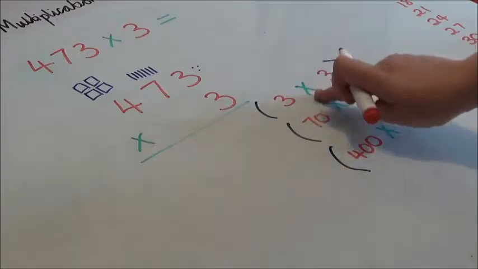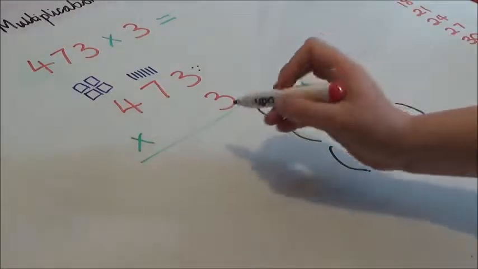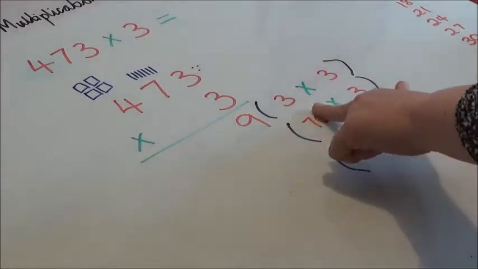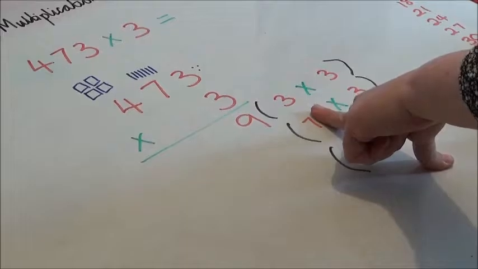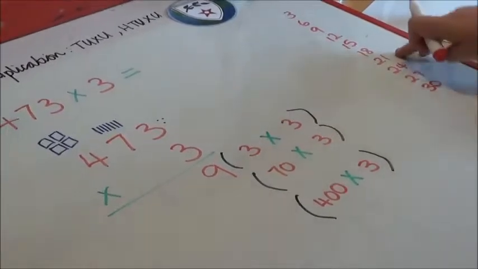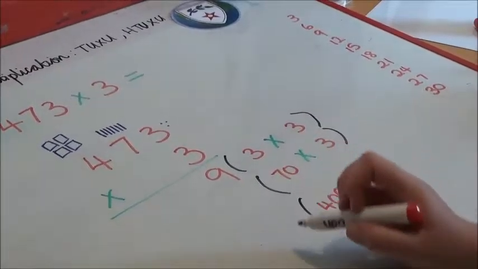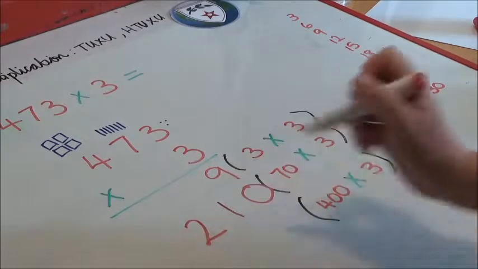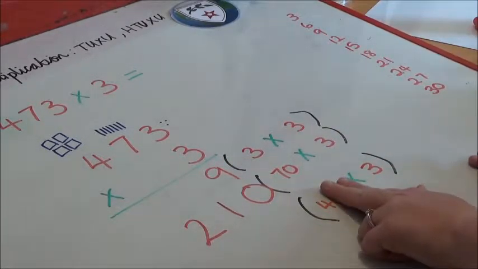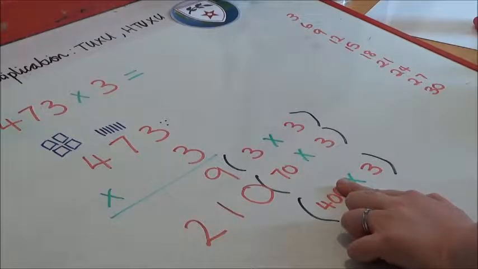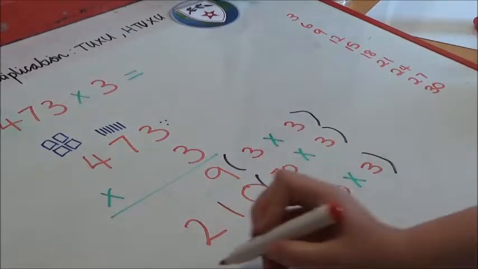So 3 times 3, 3 multiplied by 3, is 9. I'm going to put that under the unit column. Again, 3 times 7 is 21. Can I make 21 10 times bigger? Yes, I can. Moving up the place value position, so that would be 210. Here, make it 100 times smaller. 4 times 3 is 12. So 10 times bigger would be 120. 100 times bigger would be 1,200.